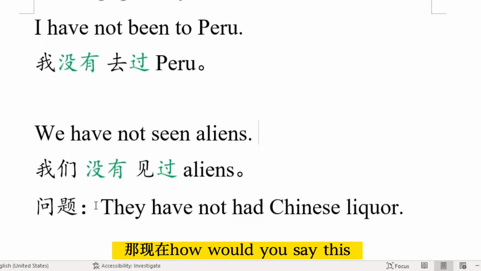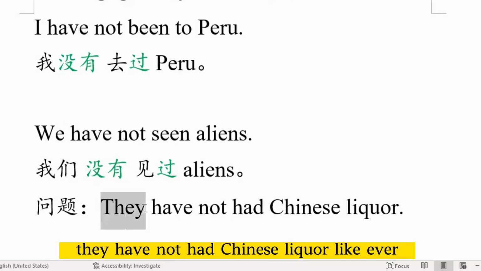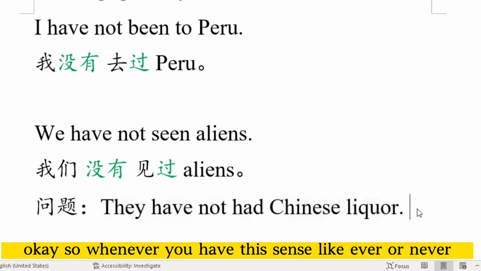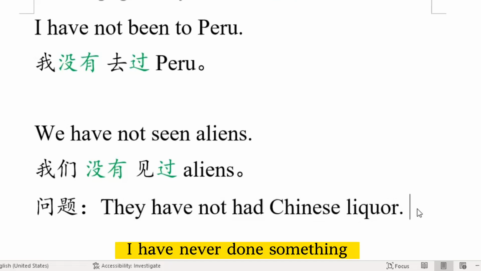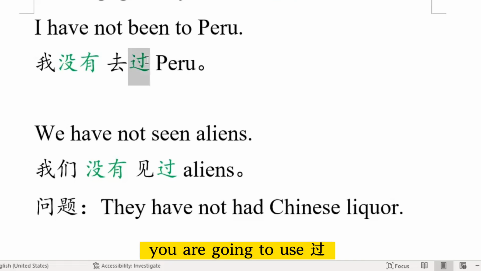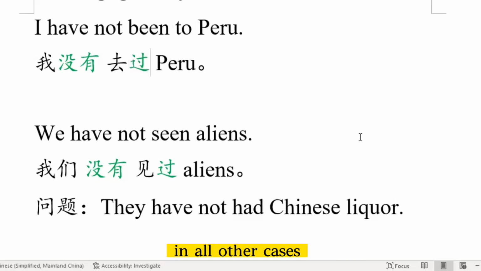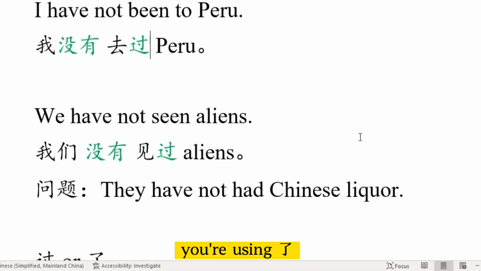那现在 how would you say this? They have not had Chinese liquor, like ever. Okay, so whenever you have this sense, like ever or never, I have never done something, I have ever done something, you are going to use 过. Now in all other cases, you're using le.